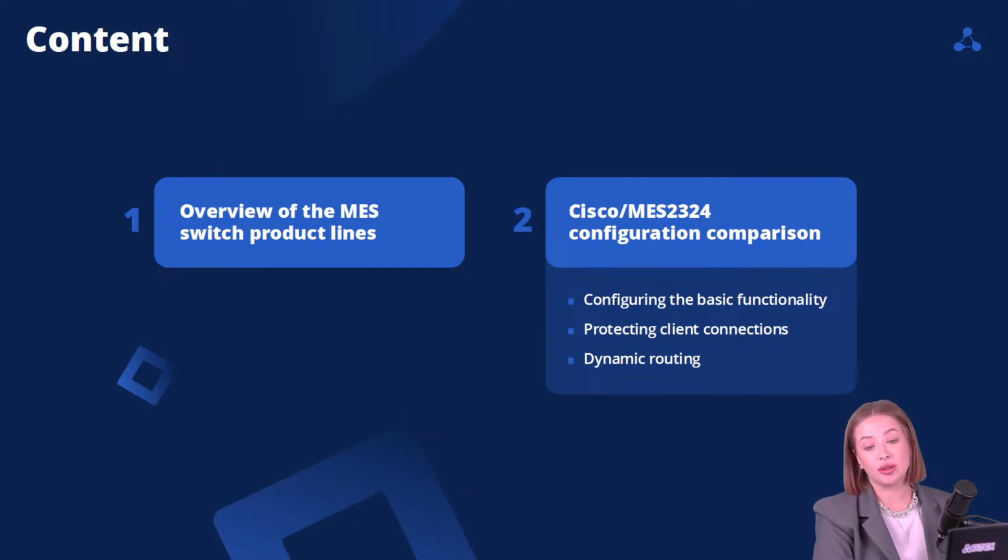So to briefly outline the content of today's webinar, I have divided it into several segments. Initially, we will explore the production of switch lines by LTACs. Subsequently, we will delve into a comparative analysis of configuration between Cisco switches and the LTAC's MES switches. Within this analysis, I will address both basic features, for example, regarding safeguarding clients' connections, along with several aspects related to dynamic routing.